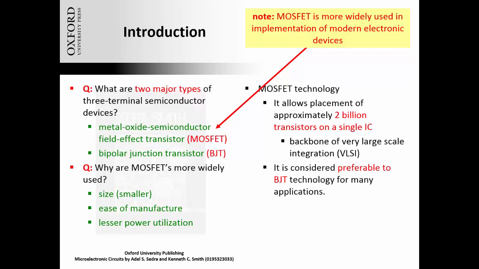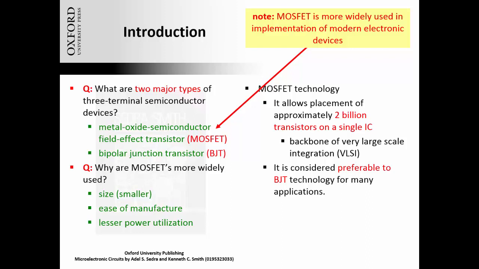Okay, why are MOSFETs more widely used? Well, they have a smaller size, they are easier to manufacture, they use less power, at least in a lot of the targeted applications that are discussed in this textbook. Current state-of-the-art VLSI, very large-scale integrated circuits, have upwards or over 2 billion transistors on a single IC. I think I've seen 2.8 or so.